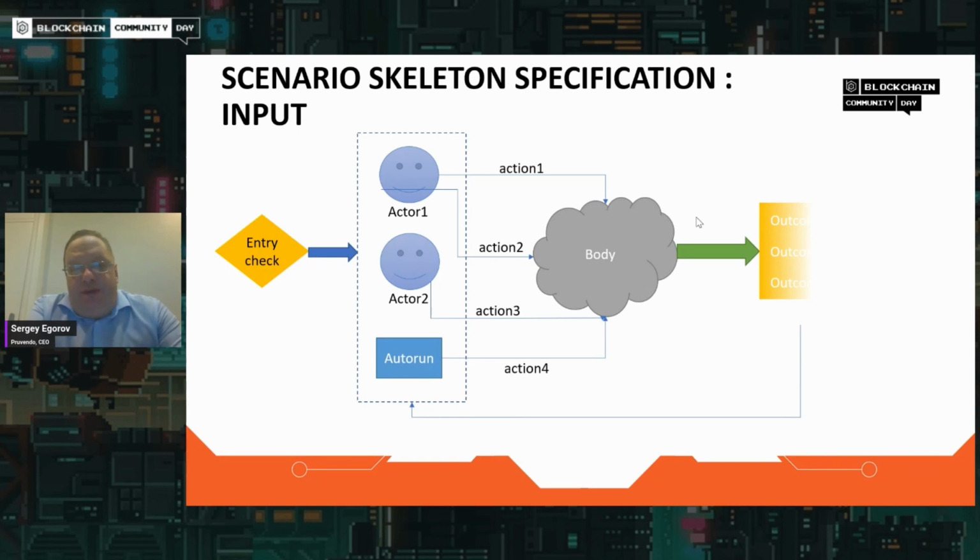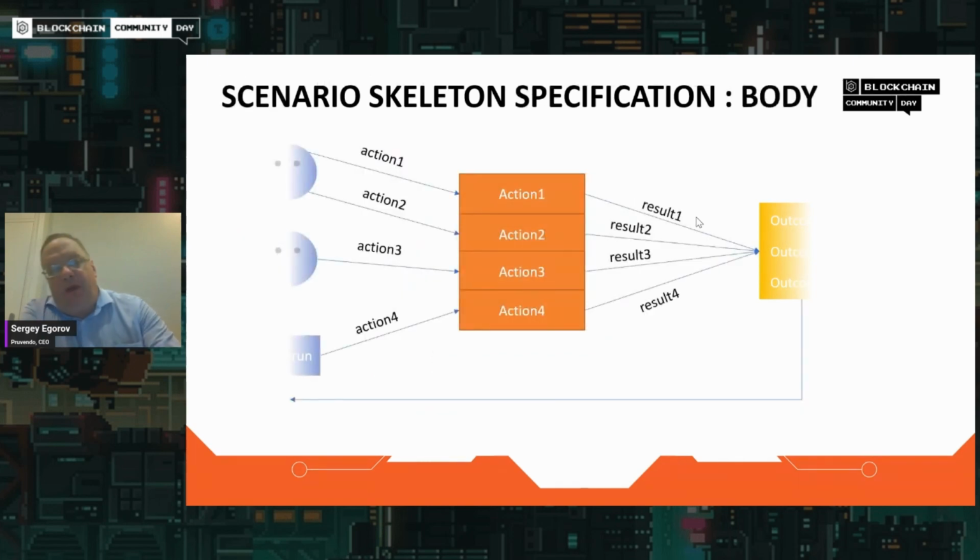So each of them provides some actions to the body, and now it's time to make the skeleton for the body. It's pretty simple in this case. Just four different actions. But anyway, by the end of the day, we got the full skeleton of the scenario. So far it's naked, but we're going to dress it up.